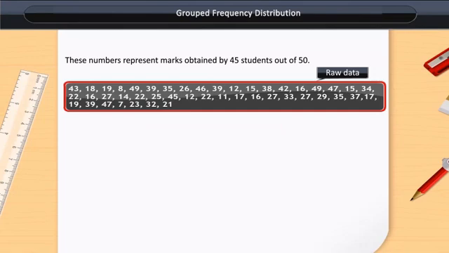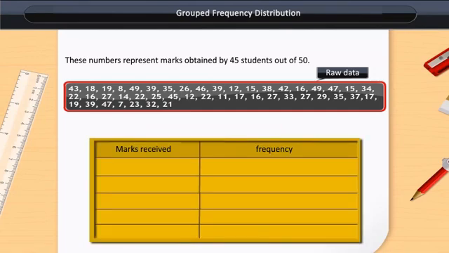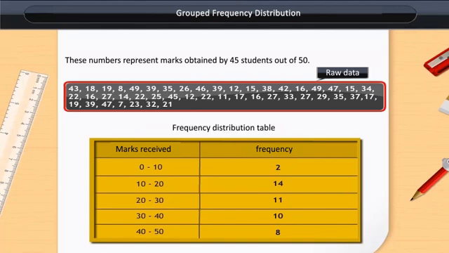For that, let's divide the given data into different groups like 0 to 10, 10 to 20, 20 to 30, etc. Now we see that there are 2 students between 0 to 10. Between 10 to 20, there are 14 students, etc. Data represented with this method is called grouped data, and the details received are called grouped frequency distribution.